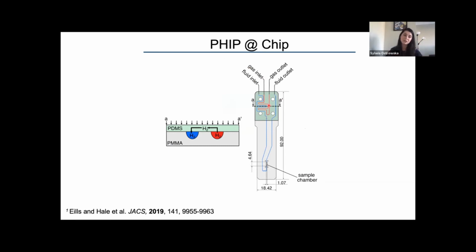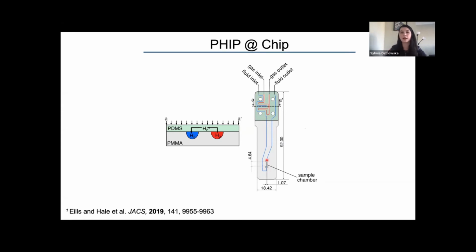Now, for the reaction to occur, hydrogen needs to penetrate through the PDMS membrane and dissolve into the solution. And in here, the PDMS membrane acts just like a bridge between the two channels. Now, most of the reaction happens, of course, here in the hydrogenation region, but as well, the reaction occurs downstream, and we detect right here in the sample chamber.